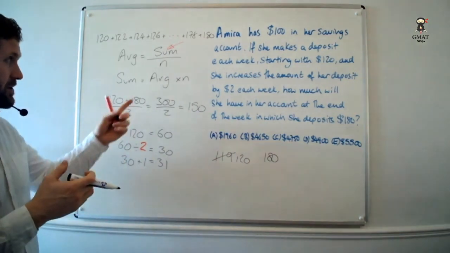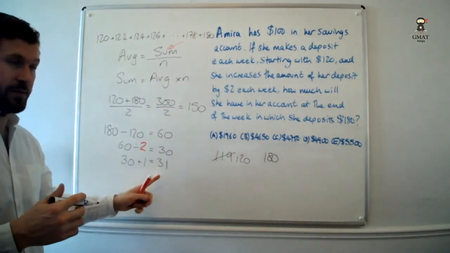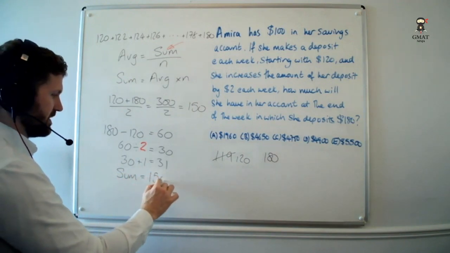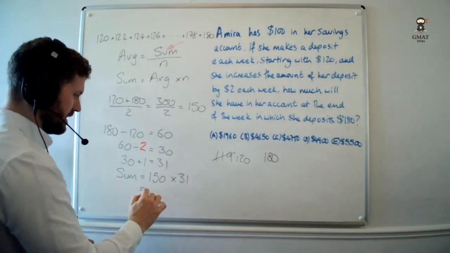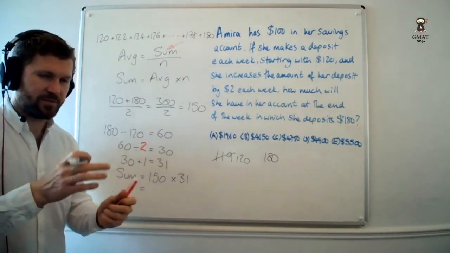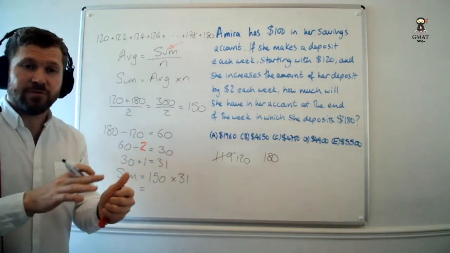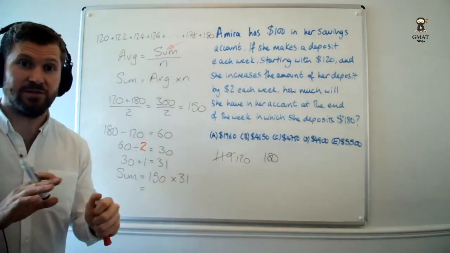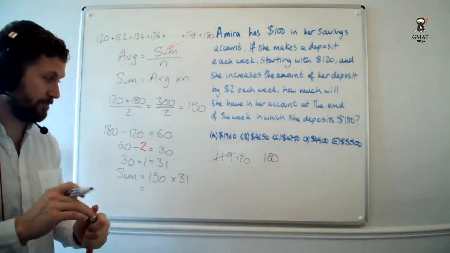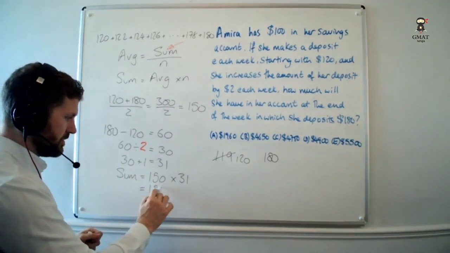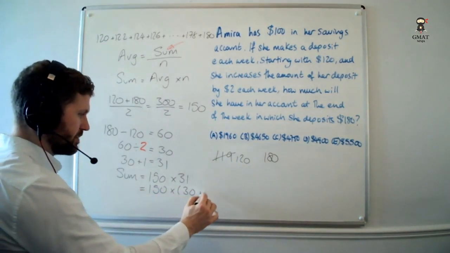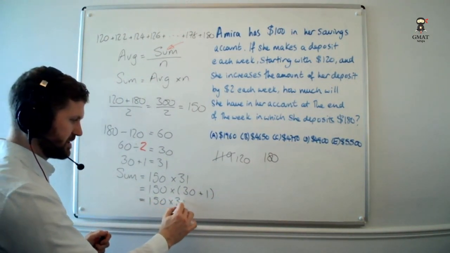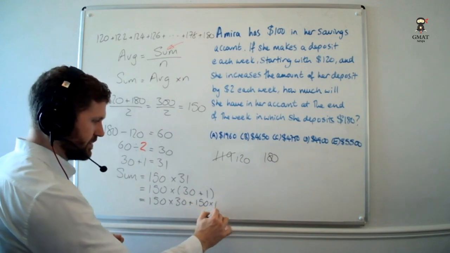Okay, now that we've got the two bits we need, the average and the number of numbers, all I need to do is say, well, the sum is 150 times 31. Now, as I've said a few times in some of these videos in the past, please don't feel like you have to get to the answer in one step at this stage. 150 times 31 is not a nice multiplication at all. That's fairly tough. But what I could do is break that up, 30 plus 1. And now this becomes 150 times 30 plus 150 times 1.